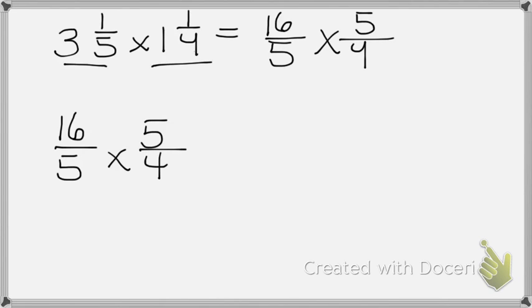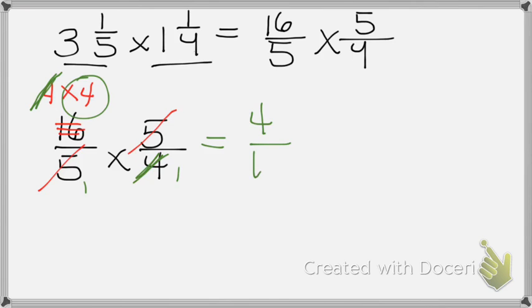Again, this one, I can simply cross out the 5's for sure, but I would like to write 16 as 4 times 4. And that way, I have a legal cancel here of a 4 here and a 4 there. What does that leave me with? Just a 4 with 1's on the bottom. So it's 4 over 1 or 4. If you remember, that was our answer for that one. Let's try another one.